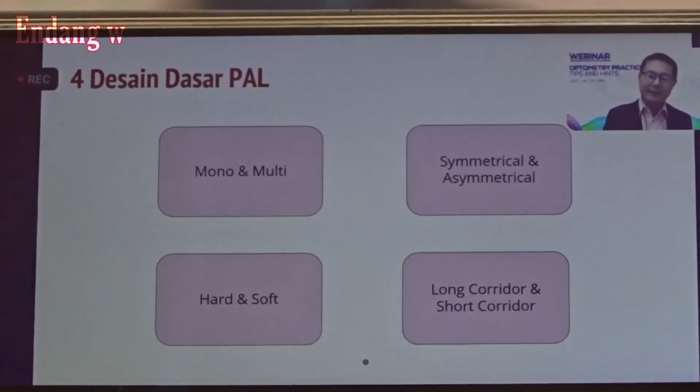If you want to understand more about the lenses, it all started with mono design. After that it went to symmetrical design, hard design, soft design, long corridor and short corridor, and that's what we're going to talk about today. So mono design, what is mono design?